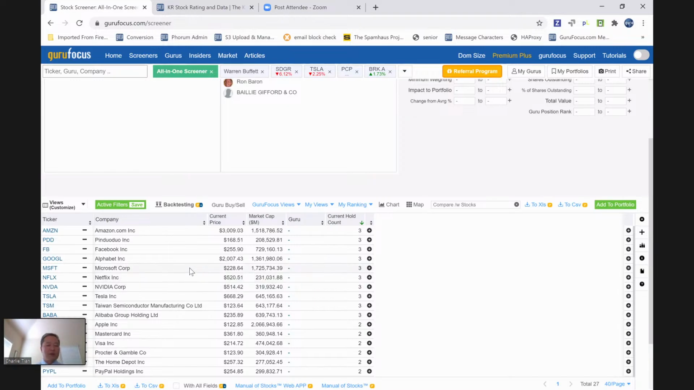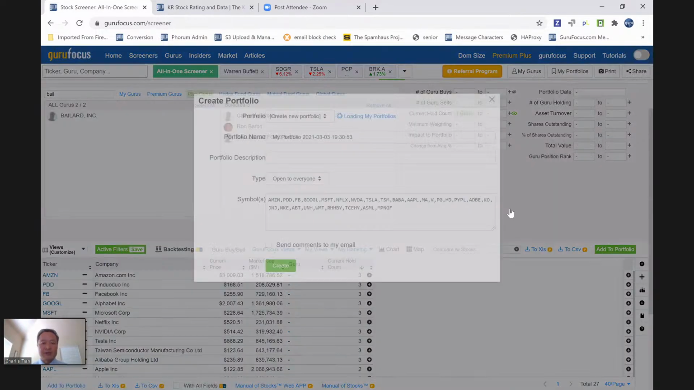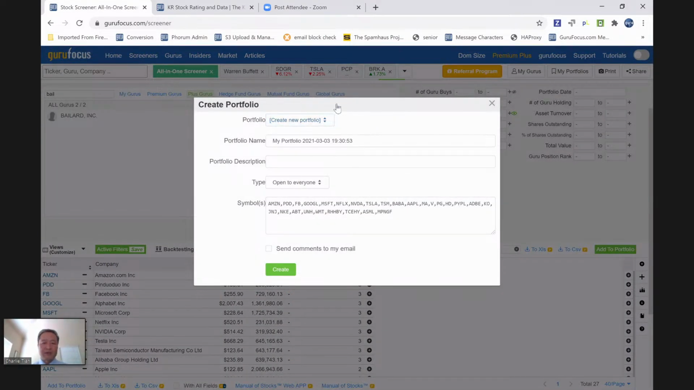All three of them own all of these stocks, and I created a portfolio to track the performance of their common holdings. You can easily create a portfolio here by just clicking on this add to portfolio button. Then you can put these stocks in the portfolio, like Amazon, PDD. Then you can give it a name and describe the portfolio. You can decide if the portfolio is private, friends only, or open to the public, to everyone.